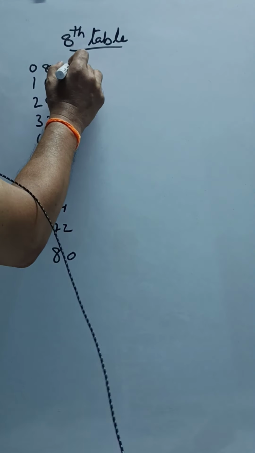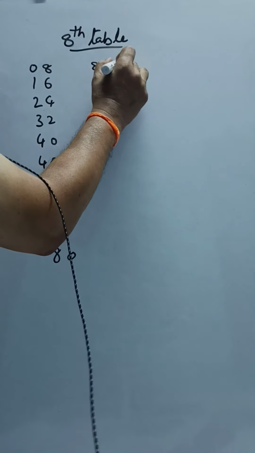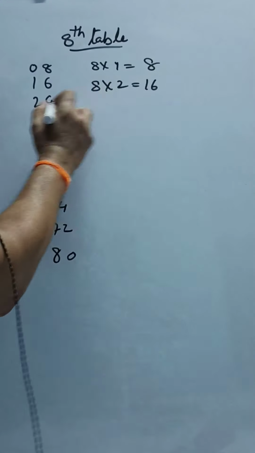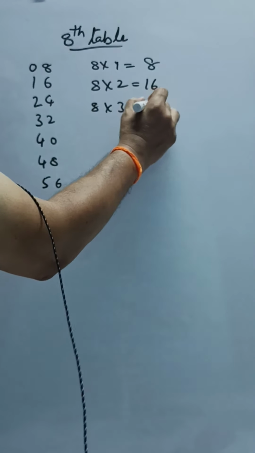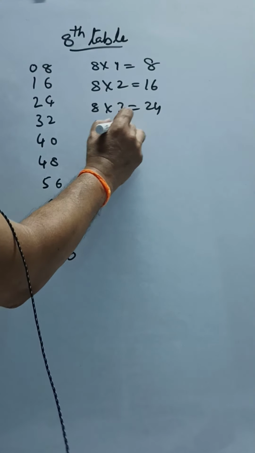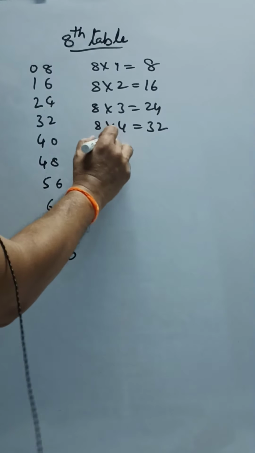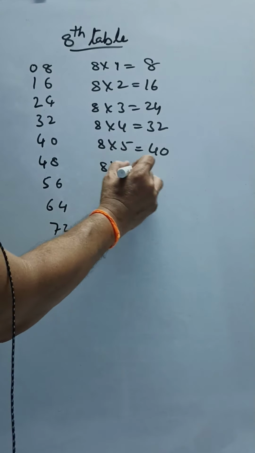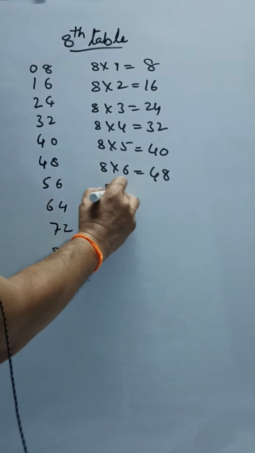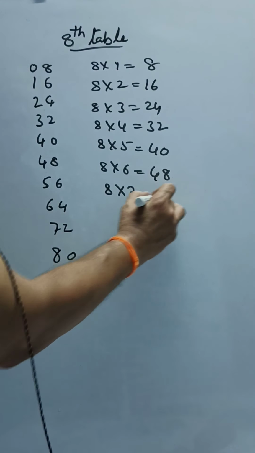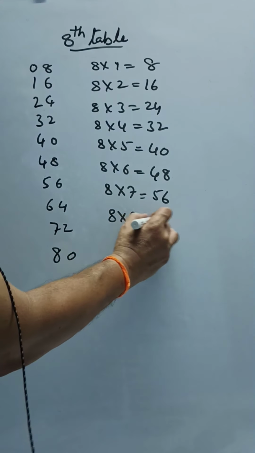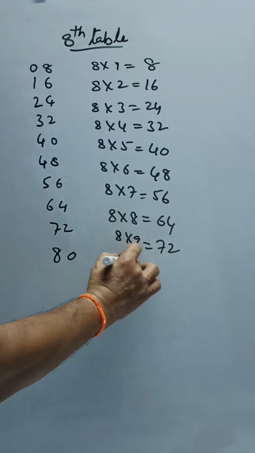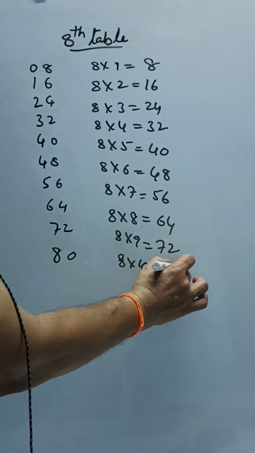8 ones are 8. 8 twos are 16. 8 threes are 24. 8 fours are 32. 8 fives are 40. 8 sixes are 48. 8 sevens are 56. 8 eights are 64. 8 nines are 72. 8 tens are 80. My eighth table is over.